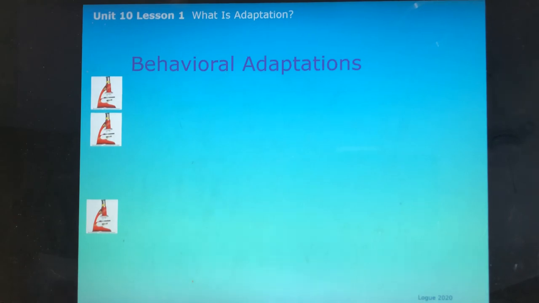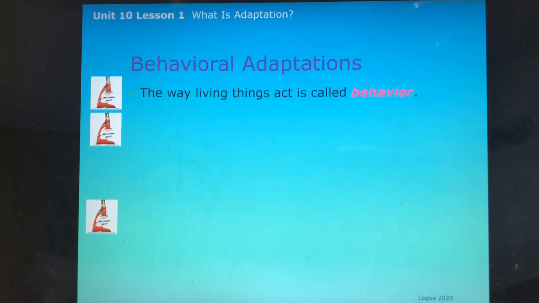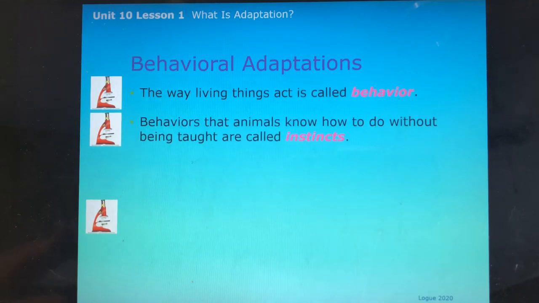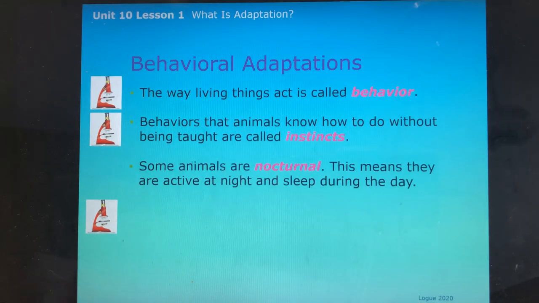Okay, so moving on to behavioral adaptations. The way living things act is called behavior. Behaviors that animals know how to do without being taught are called instincts. For example, when you were first born, you knew to cry when you were hungry. No one had to teach you that. It's just an instinctual behavior that we have. Some animals are nocturnal. That means that they are active at night and they sleep during the day. The opposite of that is called diurnal, and that means you are active during the day and sleep at night.